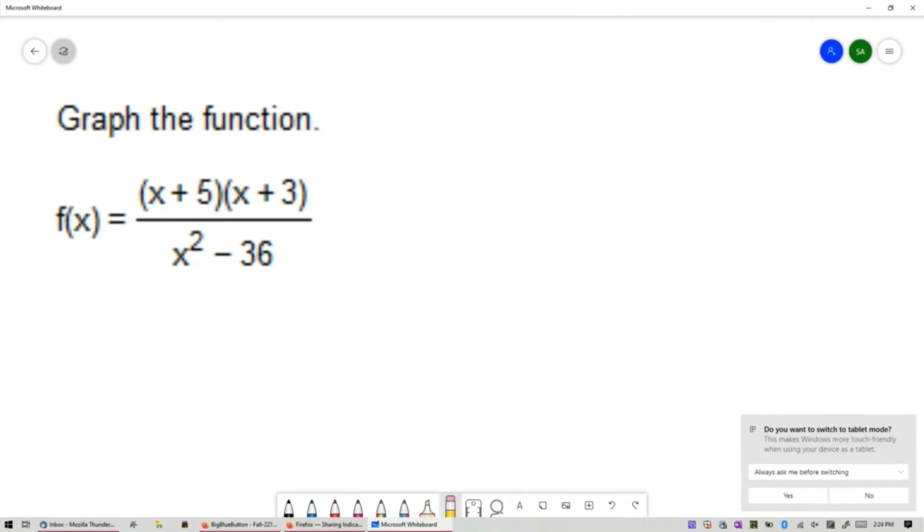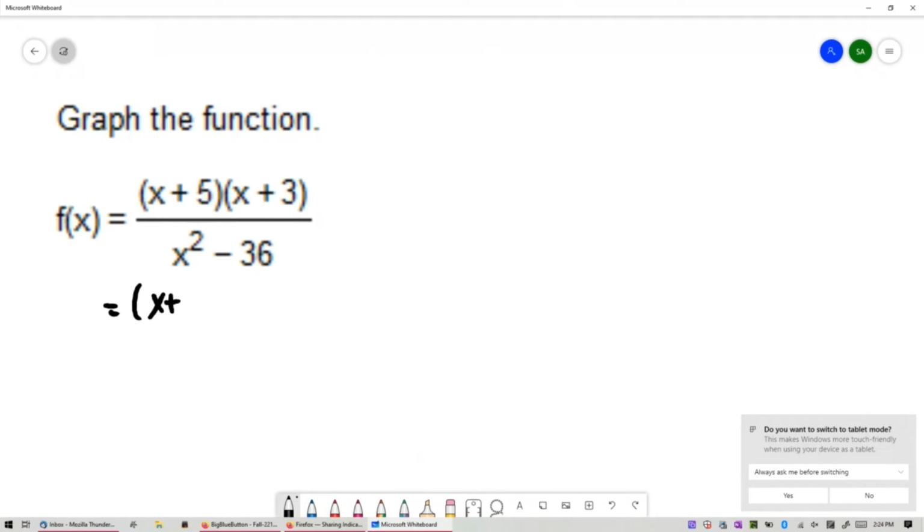For this question, we want to graph the function f of x equals x plus 5 times x plus 3 over x squared minus 36. So this is one of our rational functions, and I really want to know where the asymptotes are occurring. So I'm going to start by factoring the denominator.